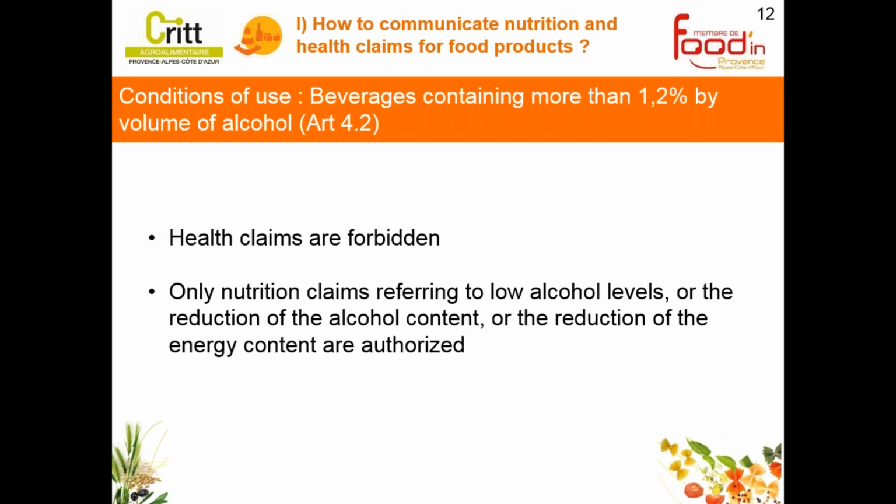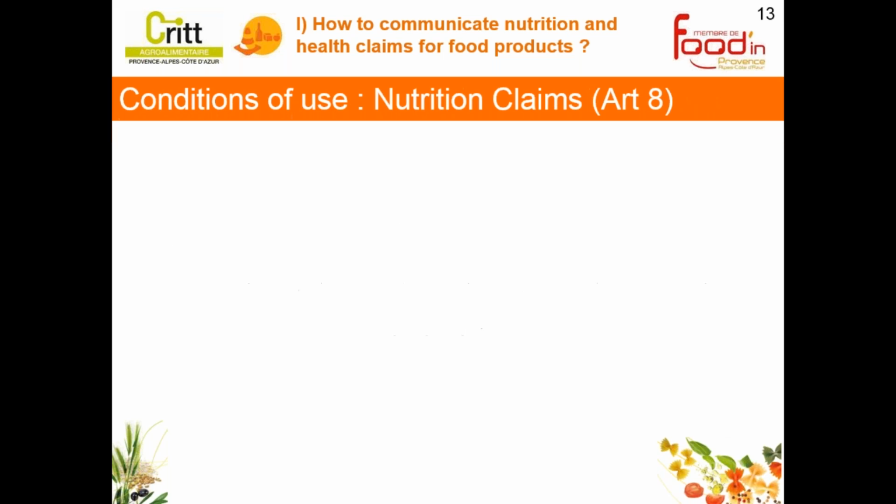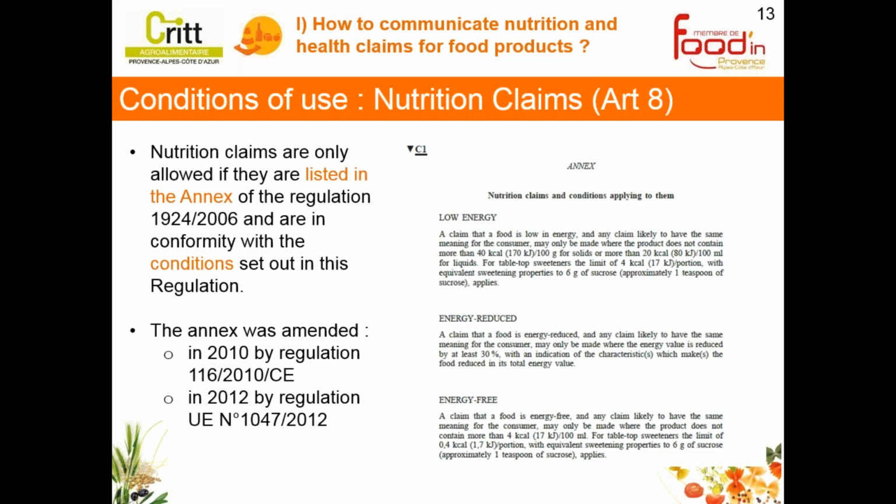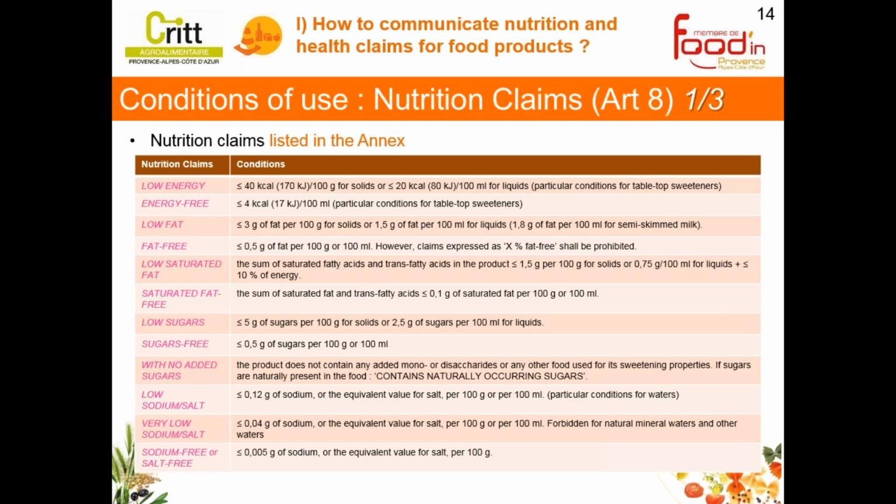There are particular conditions of use for beverages containing more than 1.2% by volume of alcohol. Health claims are forbidden, and only nutrition claims referring to low alcohol levels or reduction of the alcohol content or the reduction of the energy content are authorized. Now we'll look at specific conditions of nutrition claims. Nutrition claims are only allowed if they are listed in the annex of the regulation 1924/2006. The annex was amended 2 times. On the following slide, you can see all nutrition claims authorized and conditions applying to them.